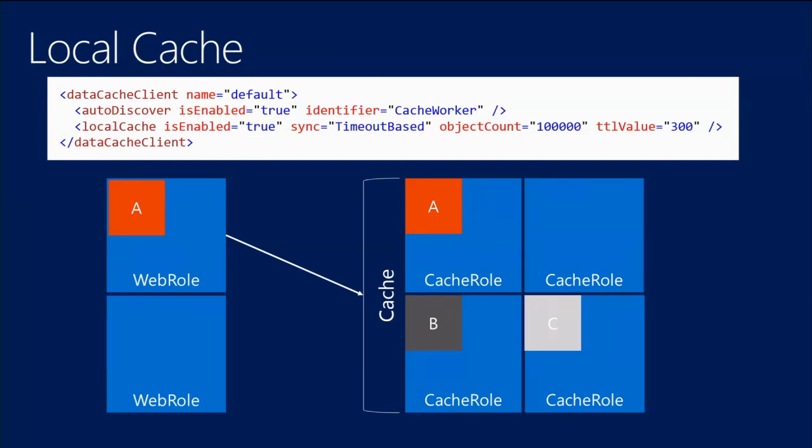The next time it needs to get item A, it's retrieved from within its own local memory, and so it's very fast, even faster than getting it from the distributed cache. Now that copy is just for that web role instance. If the other web role instance needs item A, it's going to get a copy from the cache, but then that's going to save that copy for the next 5 minutes, and subsequent accesses are going to come from that same cache.